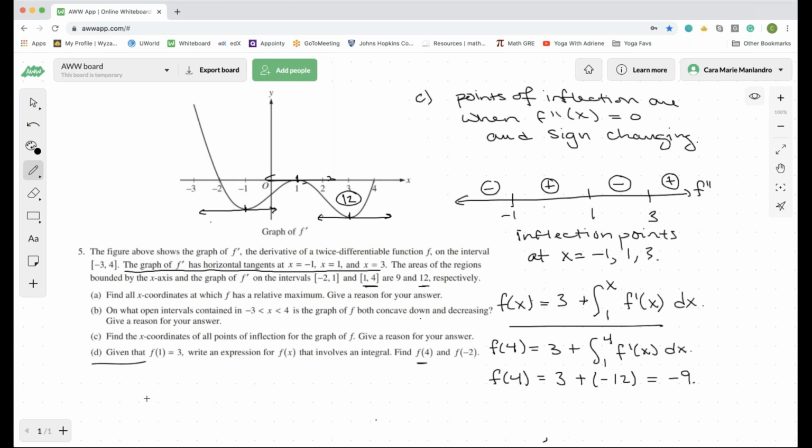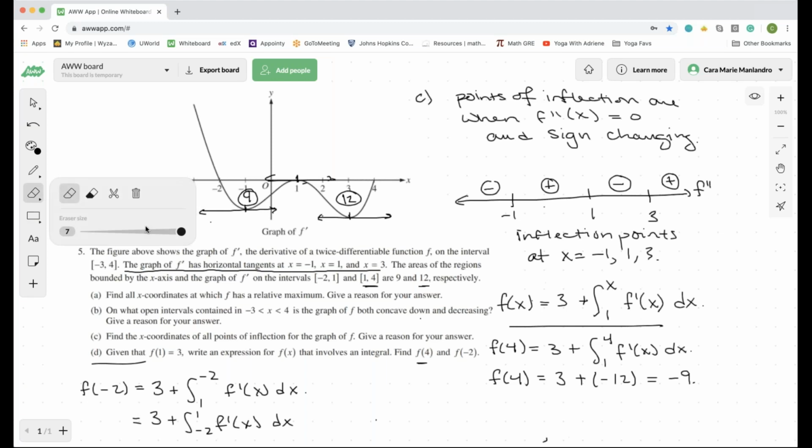All right, and then now we want f of negative 2. We'll set it up the same way. This is equal to 3 plus the integral from 1 to negative 2 of f prime of x dx. They tell us in the question that this area is 9. Now my integral is flipped. My bounds are not from least to greatest, so I have to flip it upside down: negative 2 to 1, f prime of x dx.